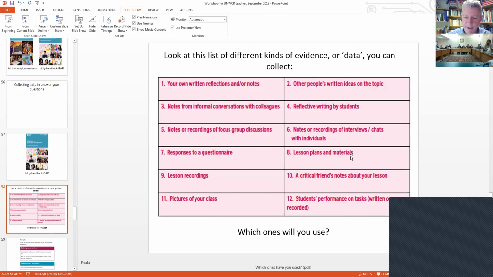Your own lesson plans and materials are sometimes a good way of giving evidence about something. Recording a lesson and then listening to it later can be a good kind of data. Another method is to ask a critical friend, probably a colleague, to come and watch your class and take notes. We could say this is observation. Photographs of the class sometimes are useful. And then students' performance on tasks, written or recorded, or on tests, for example, can be another kind of data. According to your own topic, according to your own research questions, you may use some of these. And there may be other kinds of data as well. And you wouldn't be collecting all of these, you'd be choosing from here.